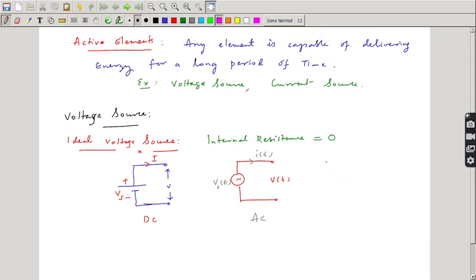If you take the characteristics of current versus voltage, you are going to get a constant one. So this is the ideal voltage source.